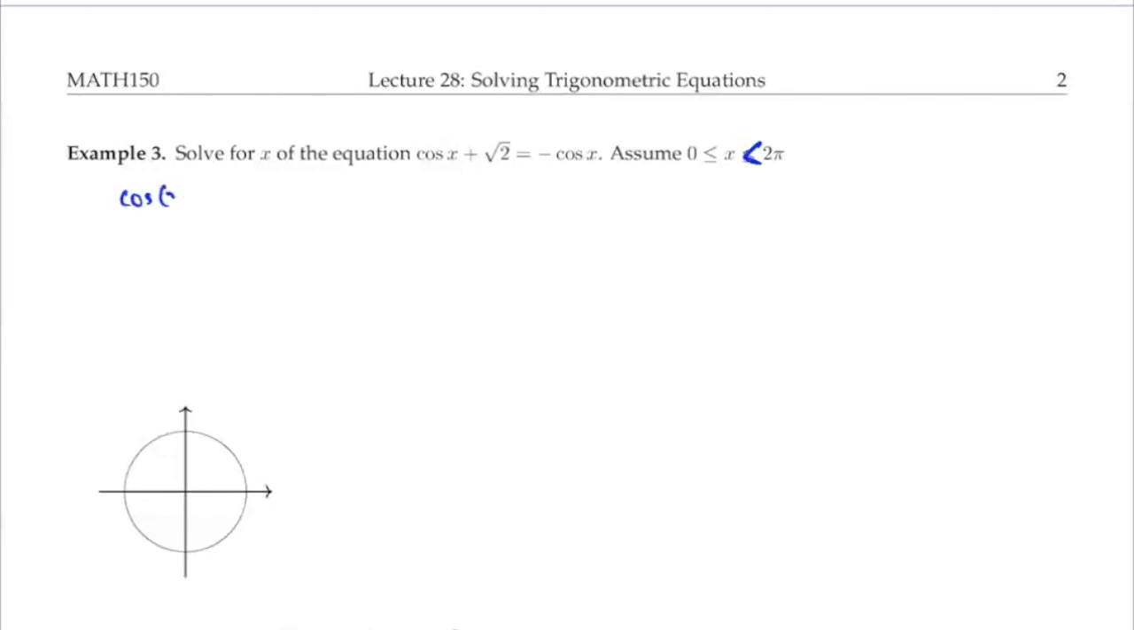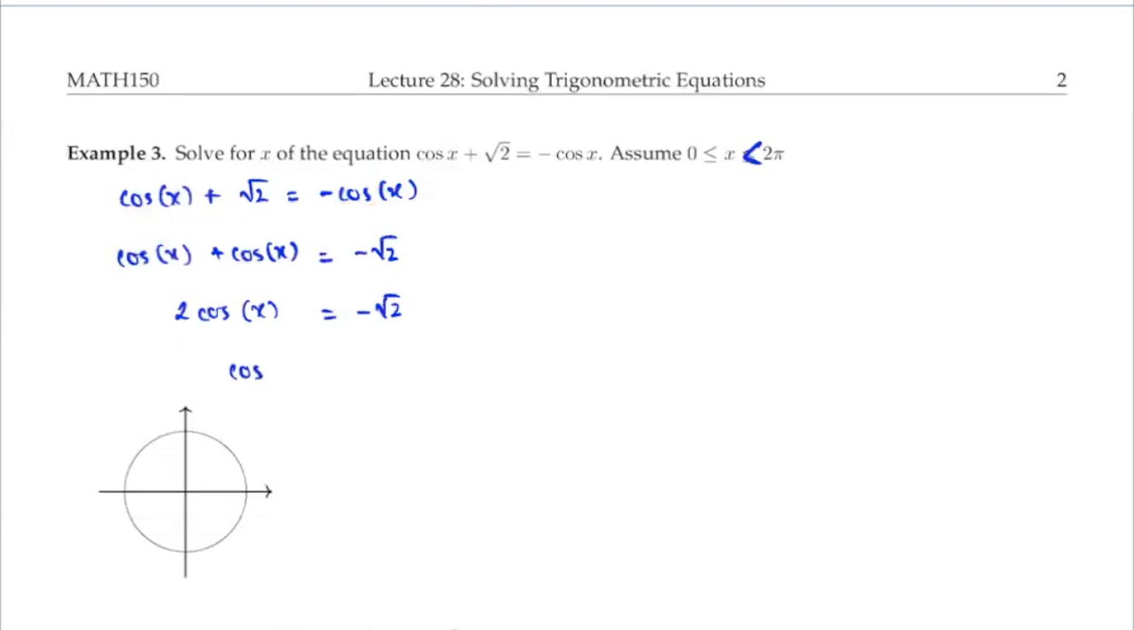Here you start with cosine of x plus square root of 2 equal to negative cosine of x. Let's move everything related to cosine of x to one side of the equation. Negative cosine of x, you move to the left-hand side. Square root of 2, you move to the right-hand side. Here you have cosine of x plus cosine of x equal to negative root 2. Now on the left-hand side, you get 2 times cosine of x equal to negative root 2, and therefore cosine of x equal to negative root 2 over 2.